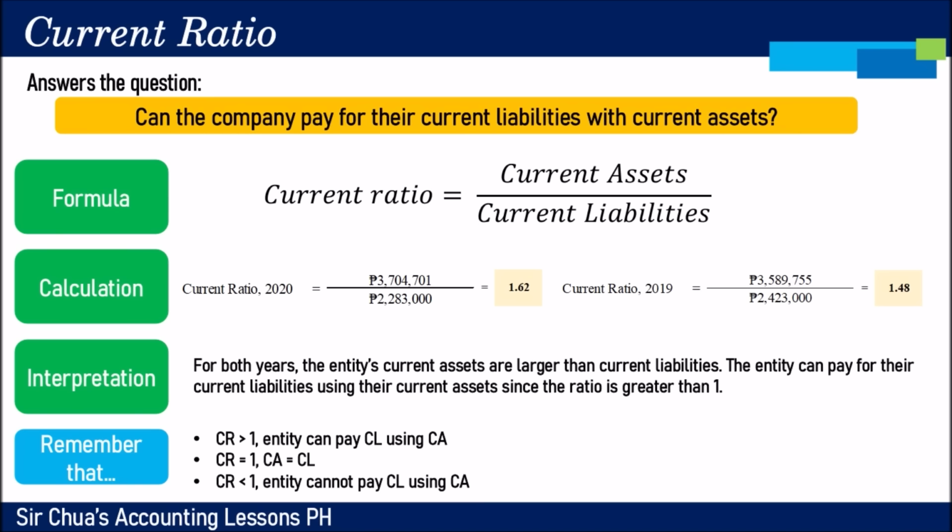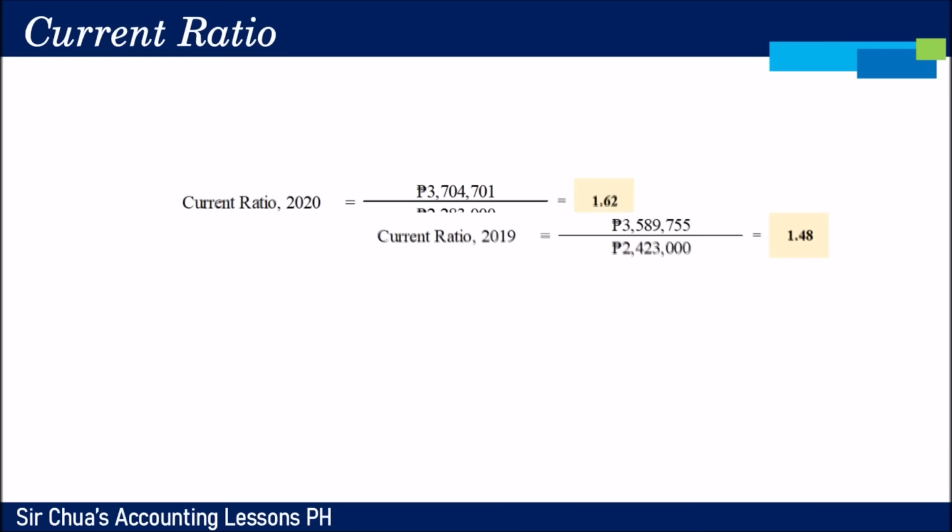Okay? So, anong gusto nating mangyari? Always, ang ating current ratio ay greater than 1. Ibig sabihin, the current assets is able to cover the current liabilities. I hope you understand. Take a screenshot of this and we proceed to the next.